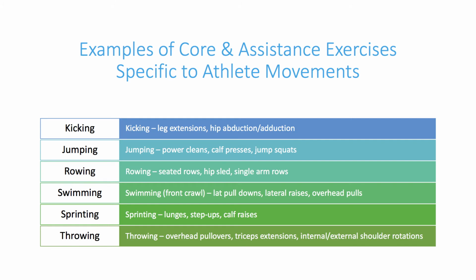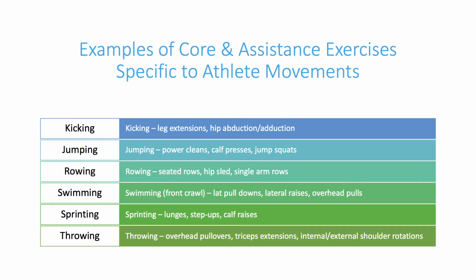Here are some examples of core and assistance exercises specific to athlete movements, or even for any client's movements. For kicking, some movements to strengthen the muscles of kicking would be an assistance exercise known as leg extensions. There's also hip abduction as well as adduction. For jumping, you could use power cleans, calf presses, or jump squats. For rowing, seated rows, hip sleds, single arm rows. All of these are more sport specific and are specific to those movement patterns. So ideally, you want to pick exercises that mimic as closely as possible the demands that are placed on the client in their daily life, in their occupation, and in their sport.